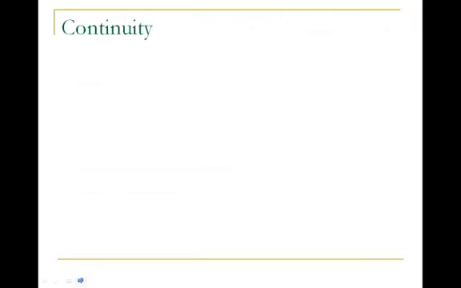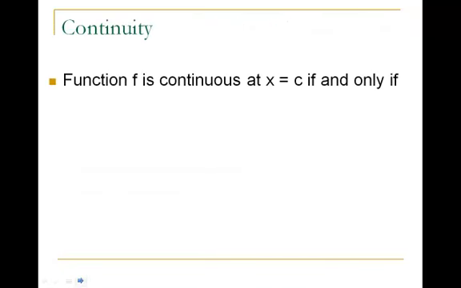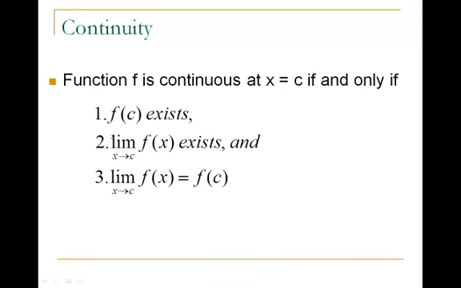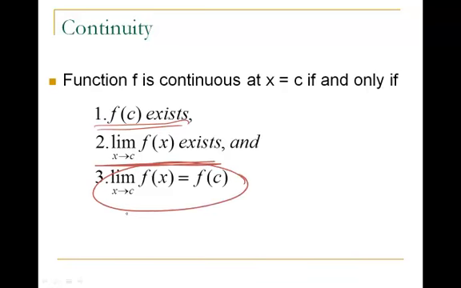Let's go ahead and define continuity. The function f is continuous at a point x equals c if and only if 3 things occur, and it's important that you know these. This is the definition of continuity, and you'll need to be able to use this. First of all, f of c, or the value at c, must exist. Secondly, the limit as we approach c must exist. And third, the limit and the function value must be the same.